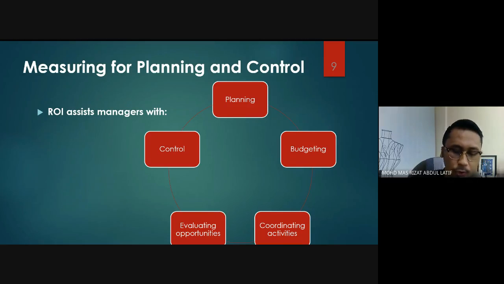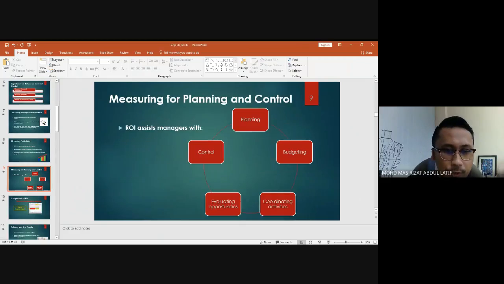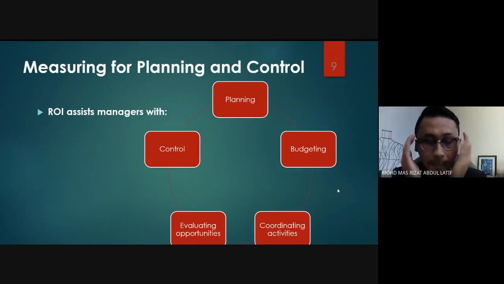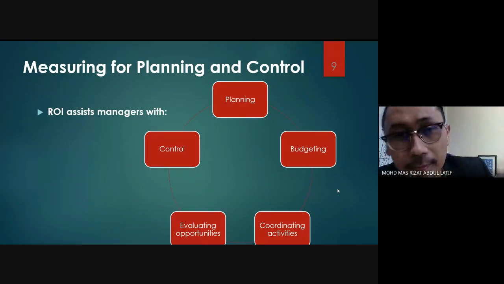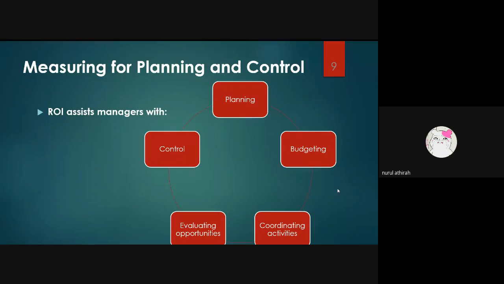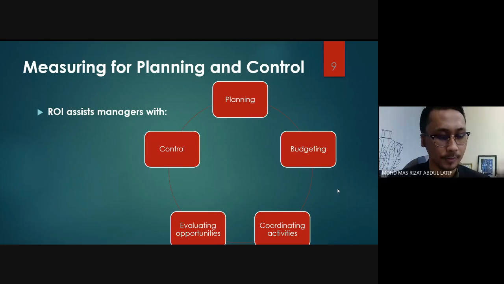Okay, so that will be the three applications of the importance of ROI. First, measuring managerial effectiveness. Two, measuring profitability. And just now, I already explained in terms of measuring for planning and control. Okay, so do you have any questions so far? Ada soalan nak tanya? Is it okay? Can I proceed? Proceed. Okay. Yes. All right. Okay, good. Now, let's proceed to the next slide.